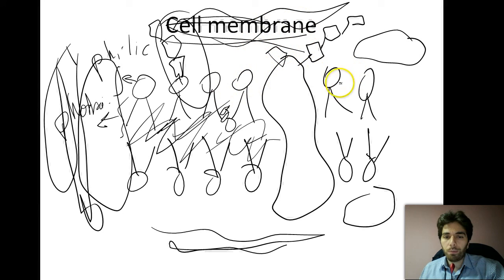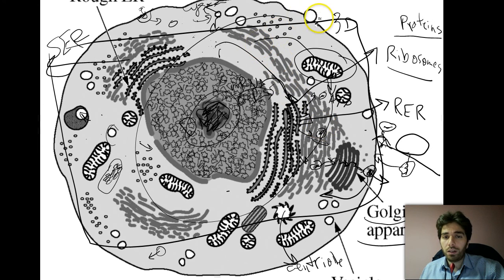And this is about the cell membrane. Of course, there are more details about the function of the proteins, but this is the overview, and this is the overview of the cell machinery.